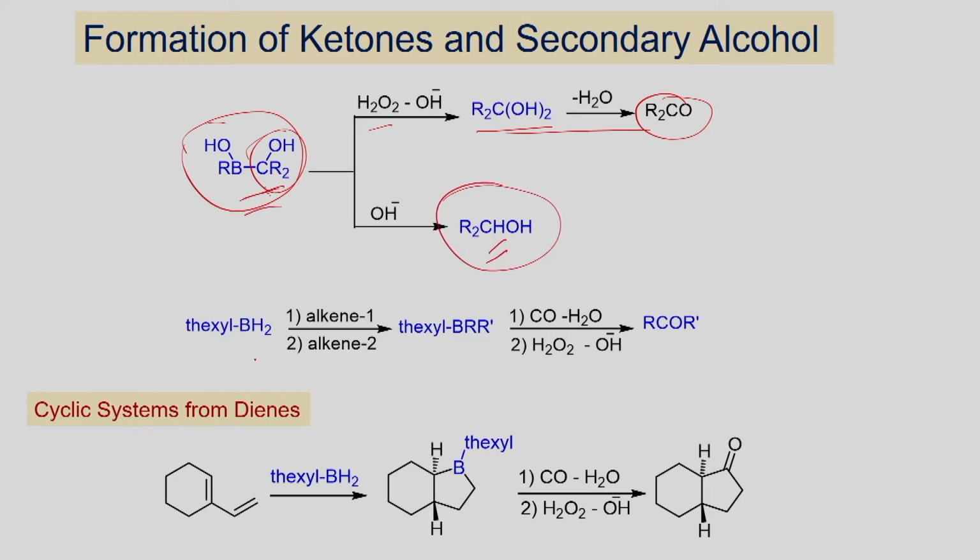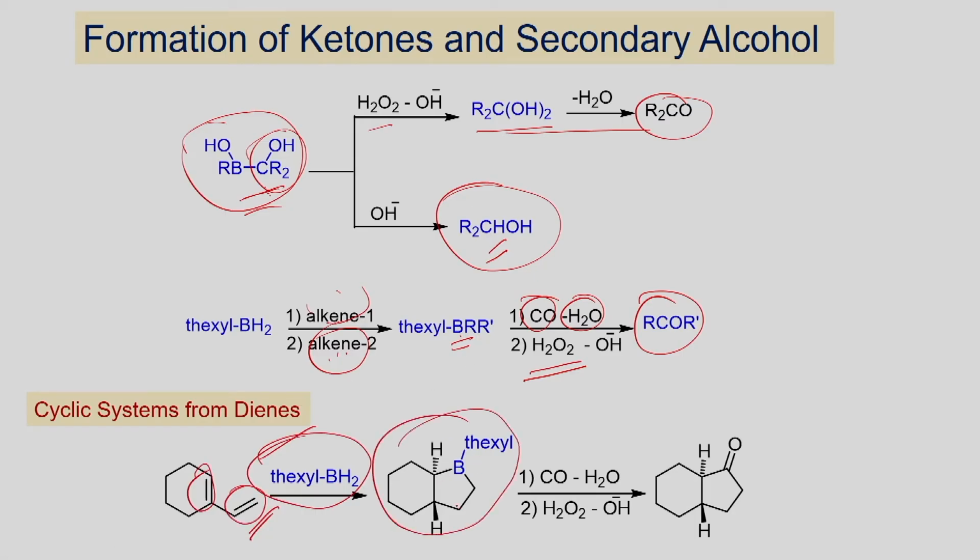On the other hand, you can also do hydrolysis, which can lead to the formation of secondary alcohol as a product. Here another example is shown. When you take this thexyl borane, you can react it with two different alkenes, and you will be able to get this compound. Once you form this one, it can be further reacted with carbon monoxide in water medium, and then you will be able to get ketone as a product. So in the presence of hydrogen peroxide and sodium hydroxide, you can couple two alkenes. An example is shown here: this diene can be reacted with the thexyl borane as we have just seen, and then you can form this bicyclic system.